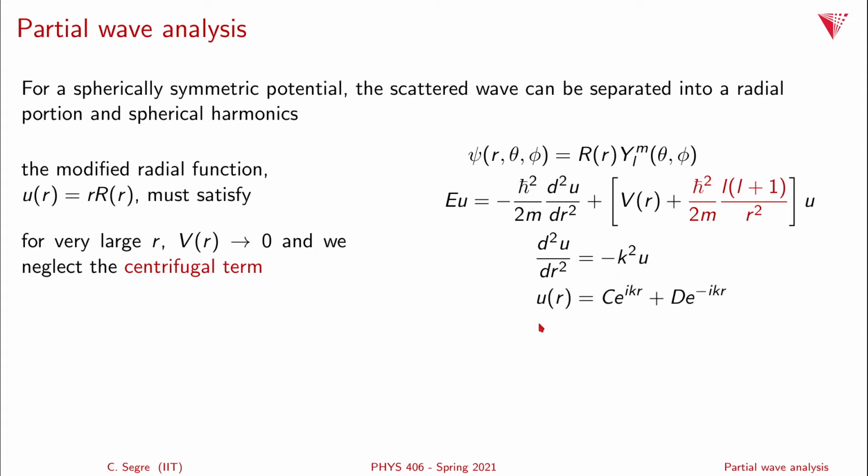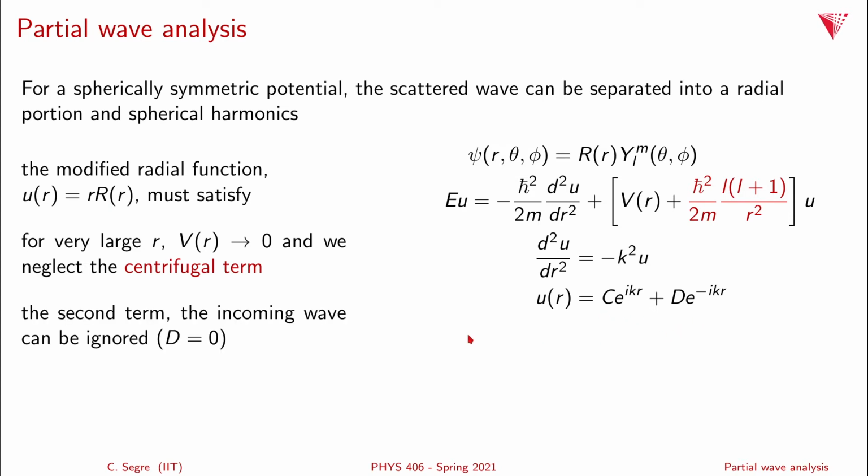Well, we know what that is. The solution to this is u(r) equals C e^(ikr) plus D e^(-ikr), which are basically spherical waves, because if you recall, u(r) is r times R. So R is this over r. So it's two spherical waves. The second term, that is the incoming wave coming in the negative r direction, can be ignored. And so D equals 0. And our final solution then is that R(r) is proportional to e^(ikr)/r, which is in fact a spherical wave.